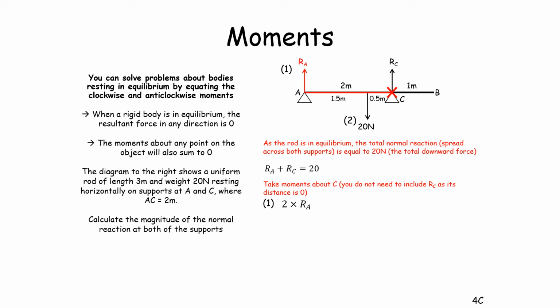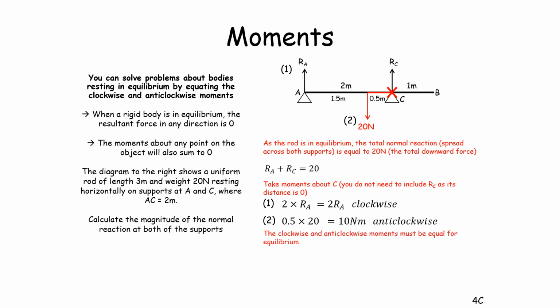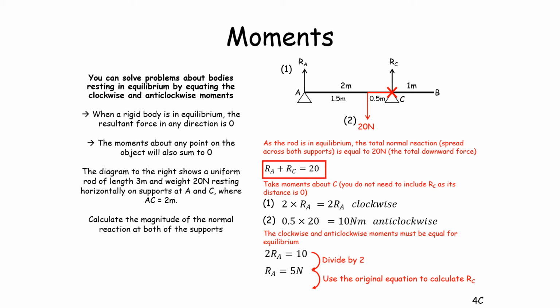So now we've got two forces. Force 1 is 2 times RA, so 2RA clockwise, and force 2 is 0.5 times 20, and that is anti-clockwise. And we are told that this whole system is in equilibrium. So that means clockwise must equal anti-clockwise. So 2RA equals 10, which means RA would equal 5 Newton. So now you don't need to take any more moments, just substitute that into the first equation. So RA, that's 5 plus something gives you 20, so clearly RC is going to be 15 Newton.